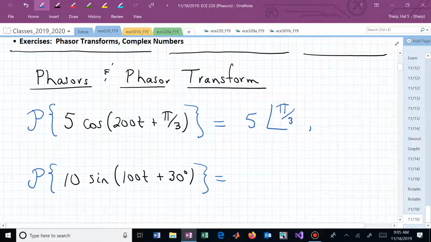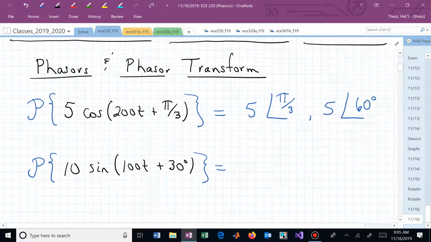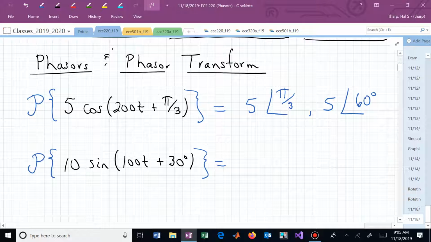That's 5 at an angle of pi over 3. Or you could have written that as 5 at 60 degrees, converting the pi into 180. So those two answers would be equivalent. What about the second one? Is that okay?